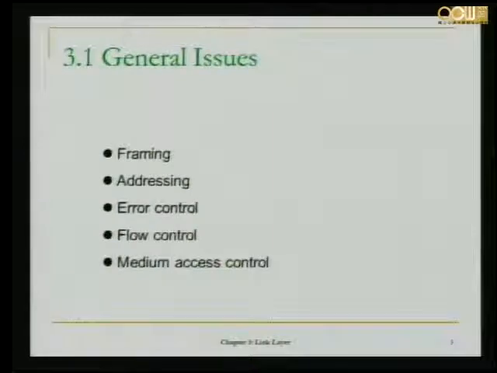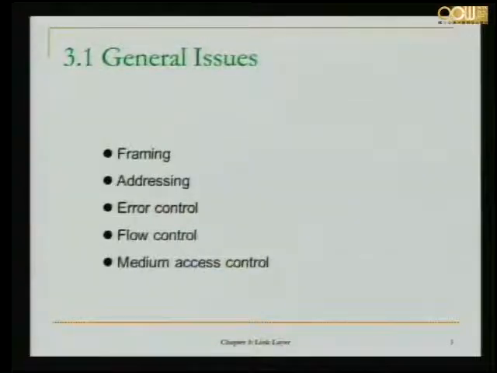And for the general issues, we look at every link layer. Every link needs to deal with these general issues. And they are framing, which means that you need to delimit or signal the start and end of a frame. So the start and end of the frame should be clear enough to the receiver.